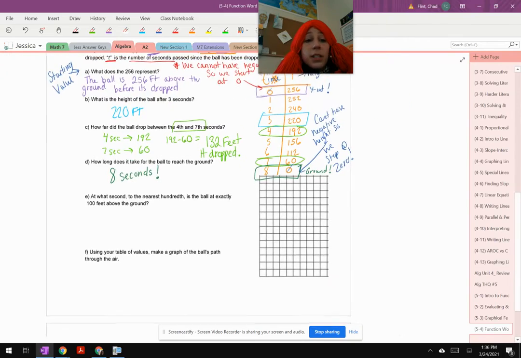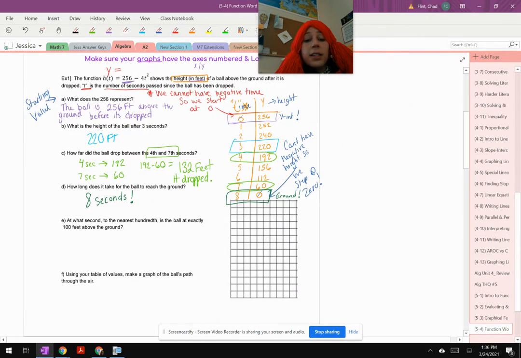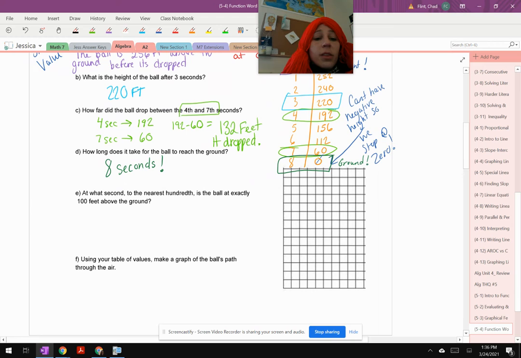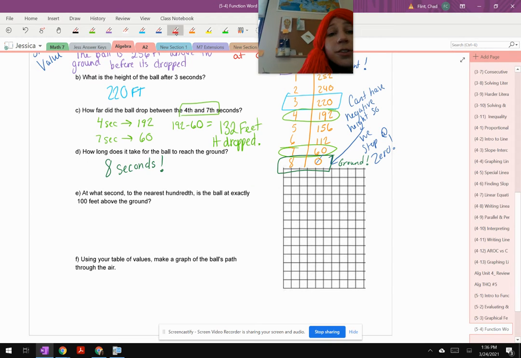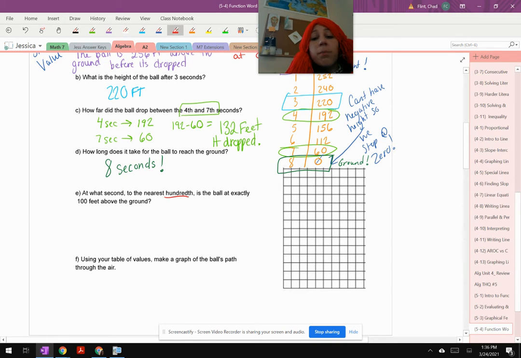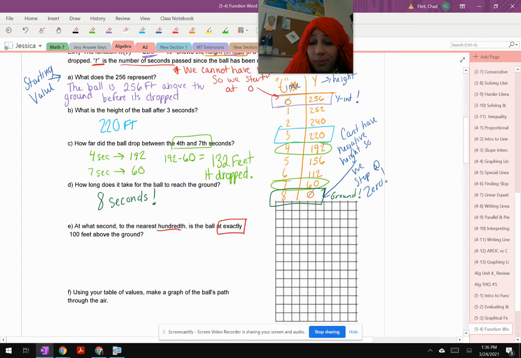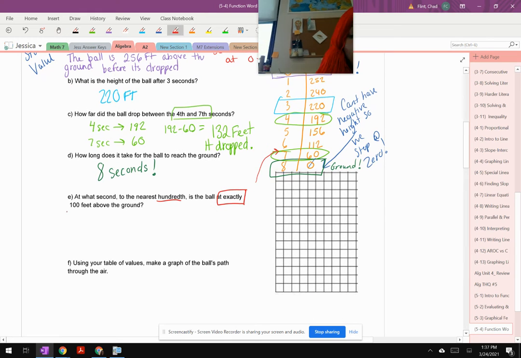Okay, so picking up with this example 1, but I split it at part E because part E is where things get a little cray. So at 1 second to the nearest hundredth, so we'd have to round, is the ball at exactly 100 feet above the ground? So looking at my table, exactly 100 feet above the ground is going to fall somewhere in between the 6th and 7th second. So it's approximately between the 6th and 7th second.